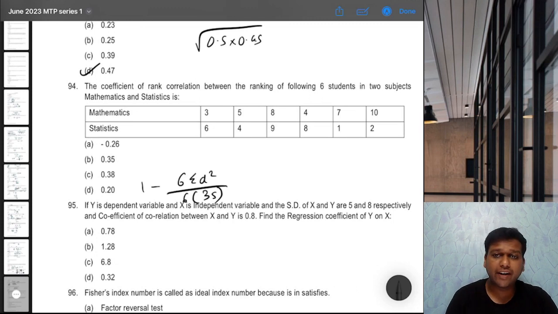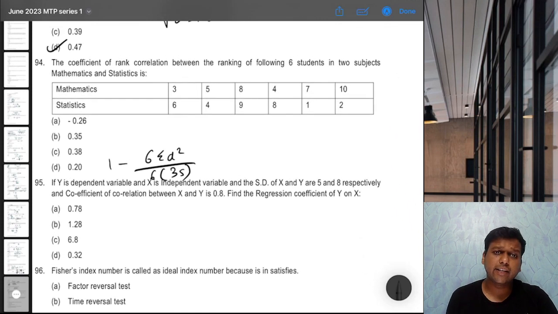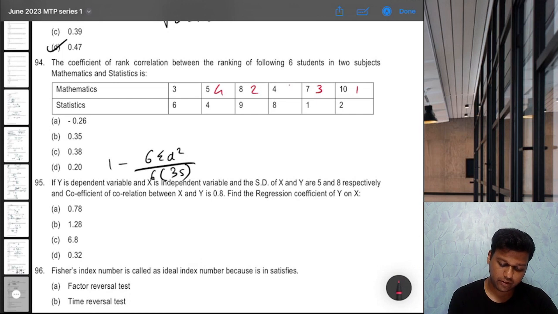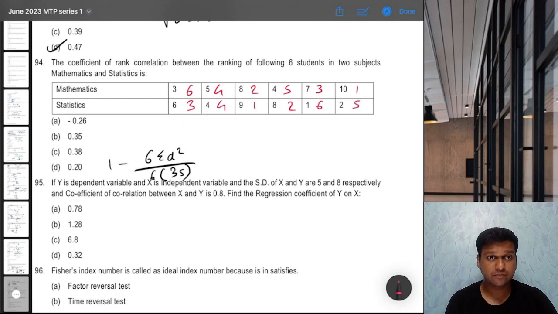So for that we'll need to find ranks first. Let's say that these are scores. So this person will have first rank. Let me write in some different color. First rank, second rank, third, fourth, 5, 6. First, second, third, fourth, fifth, sixth. I hope there is no mistake here.